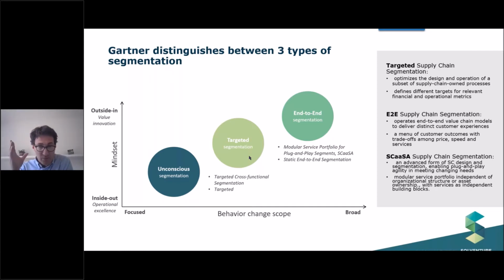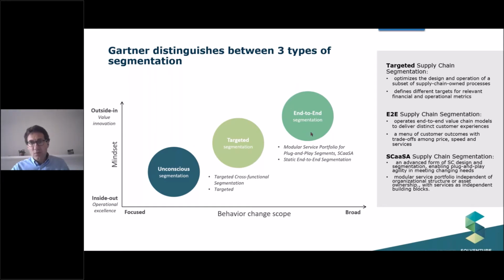We might have a segmented approach for forecasting, where you do collaborative forecasting, probably for some customers, while you do bother less for others, and are maybe happy with statistical forecasting. Or we differentiate them towards our order promising. So that is about targeted segmentation, taking a subset of your processes and differentiate there between different customers / products.